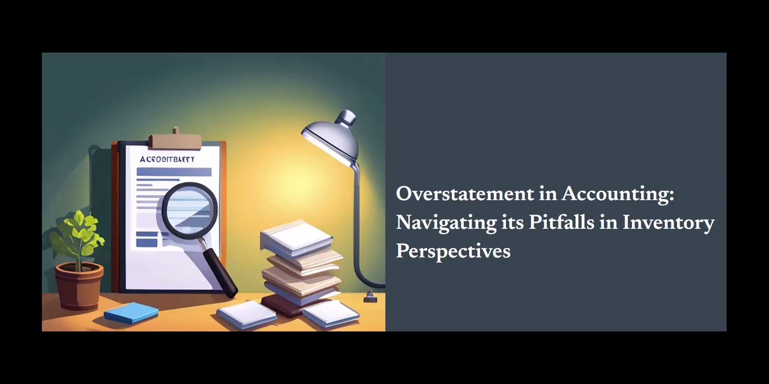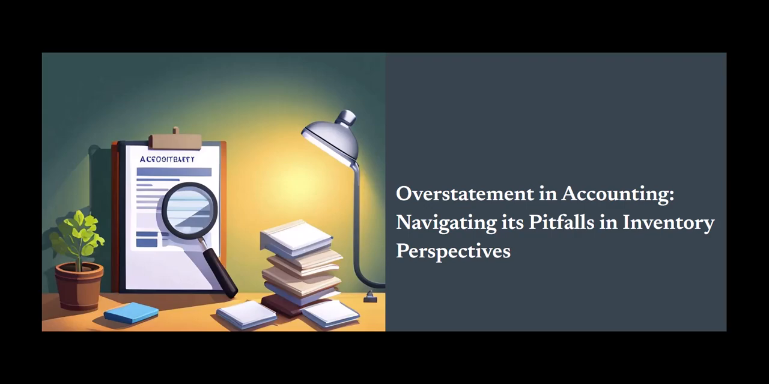Imagine you're the CFO of a thriving manufacturing company, Stellar Works Ltd, known for producing top-notch metal products. You've got a stellar reputation, modern facilities, and a skilled team. Business is booming, or so you think. But then, out of nowhere, you stumble upon a troubling issue, an inventory overstatement.